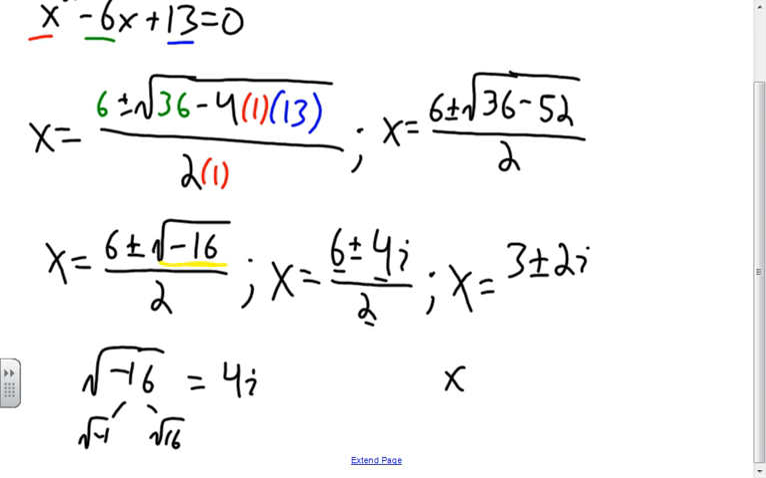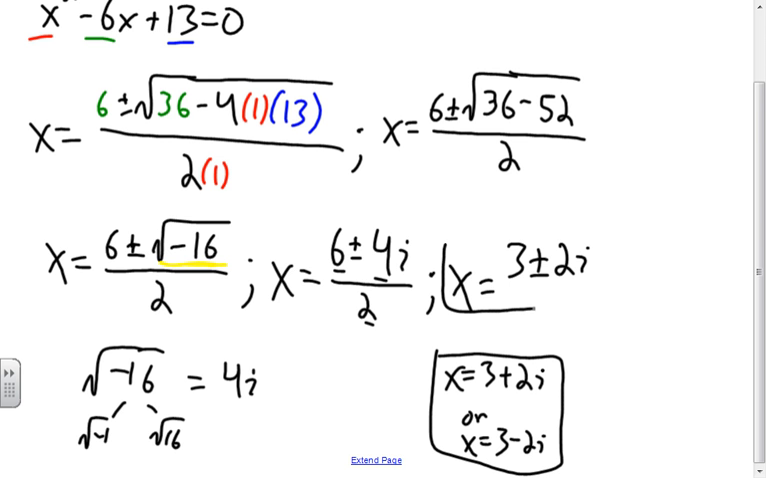Or we could say x equals 3 plus 2i, or x equals 3 minus 2i. Either form, either way you say it, is correct. So these are our two complex solutions to that quadratic.